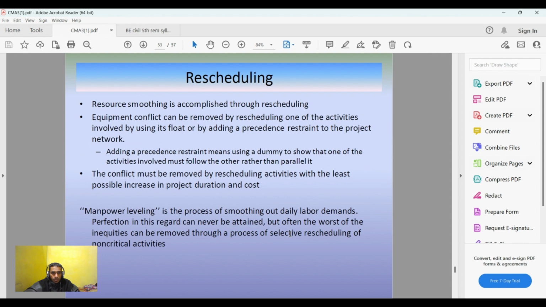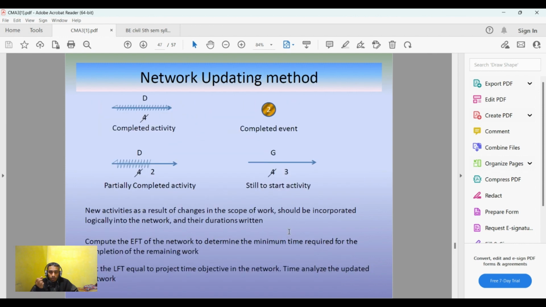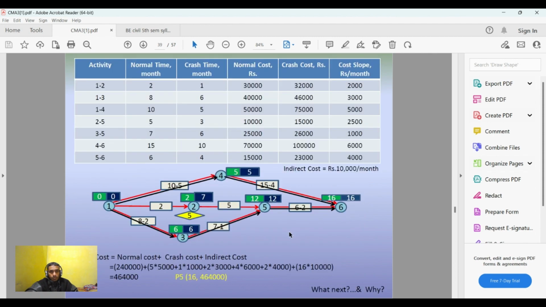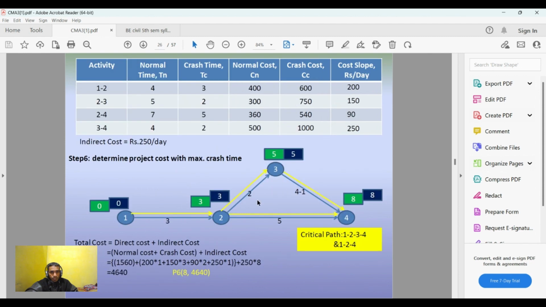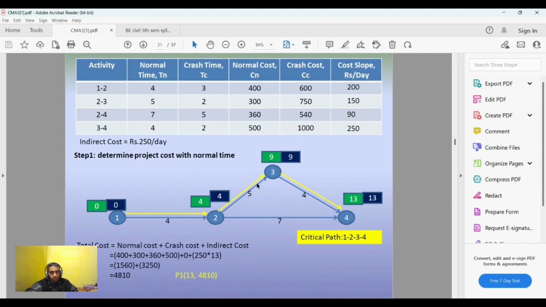Okay, there were a few problems in the textbook regarding resource leveling and smoothing, but we can rest assured that in most cases the long answer question should be related to the cost time analysis, which would mean 14 marks. These kinds of problems, where you are going for successive crashing, should carry 14 marks. So in that case, I don't think you will get any problem on resource leveling or resource smoothing.